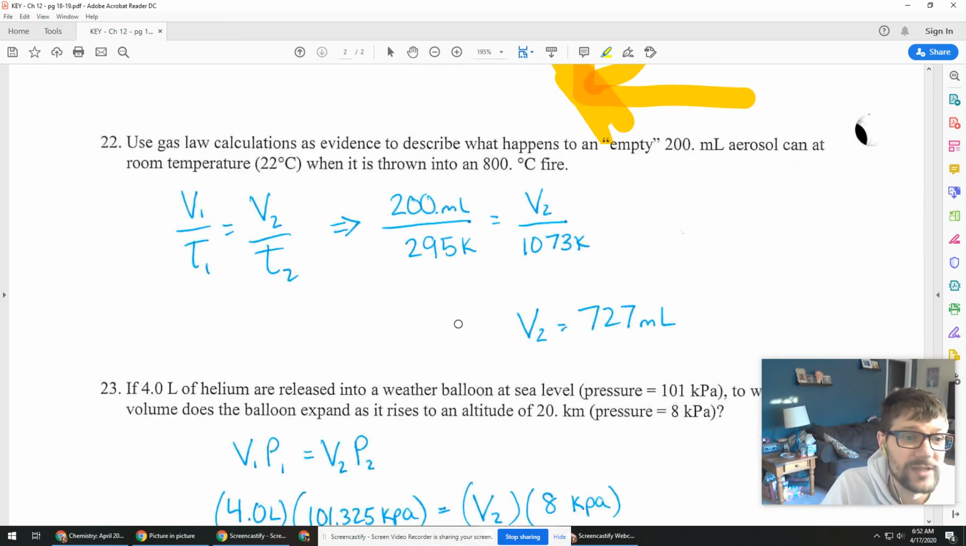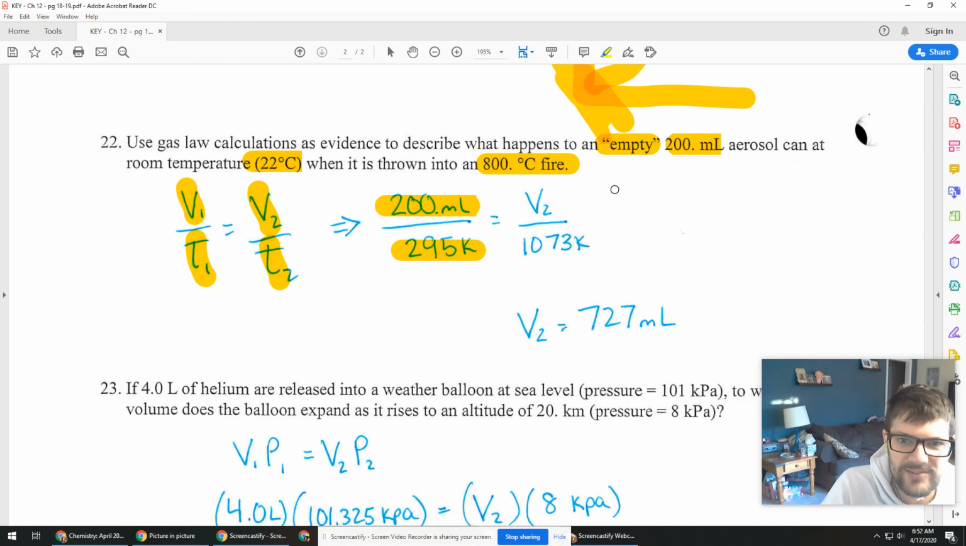Finally, we have 2 sample problems. We're going to use gas laws to do some calculations here. We are looking at a temperature, all right, and a volume. So we need the equation that relates temperature to volume. So that's V1T1 over V2T2. So it's 200 mils when it's at room temperature, all right? Notice the word empty is in quotes. Even when you've emptied out a can, it still has some sort of gases in it. And so we want to know the volume at this new temperature, this 800 degrees Celsius fire.